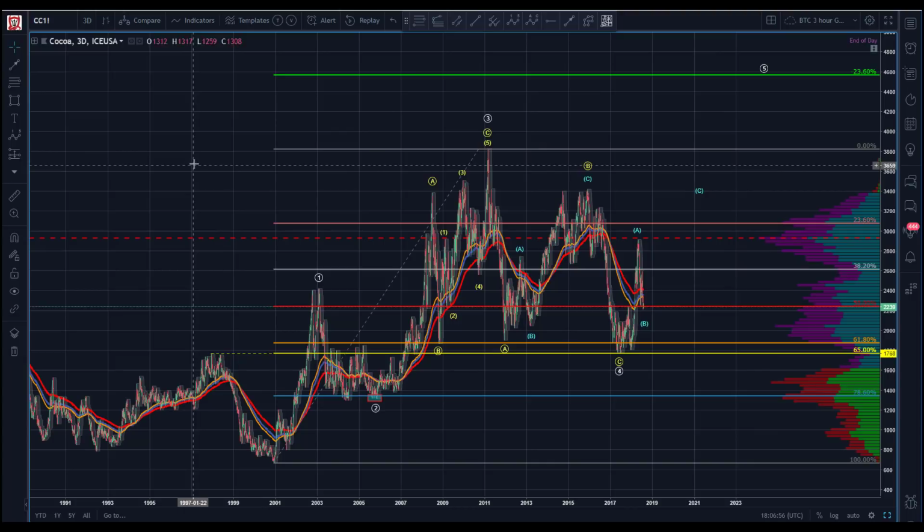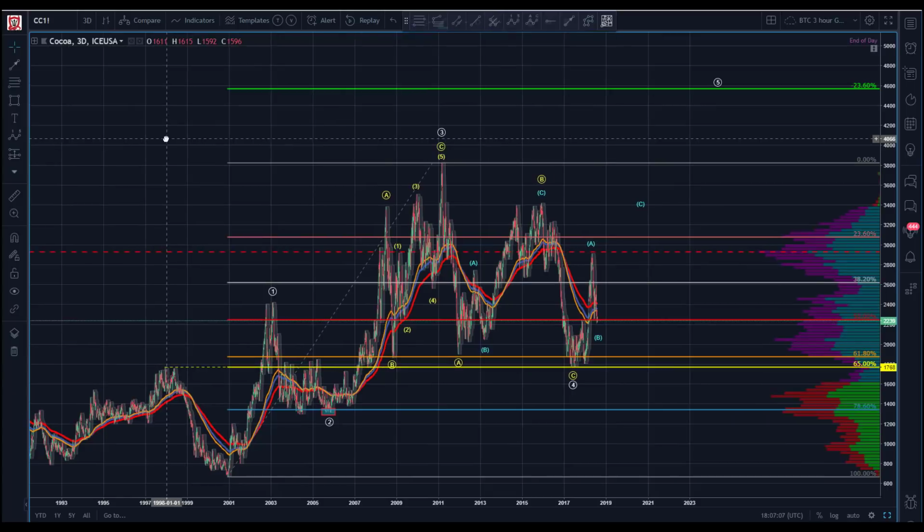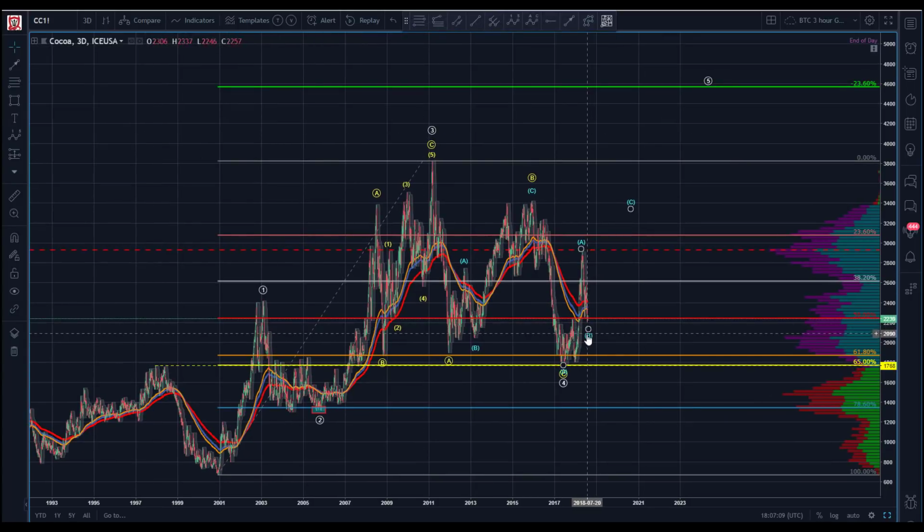So there's a couple other things we might do looking at this. With that ABC in, now we've got to look at that and say, well, how are we going to get there? If we're going up there, how are we going to get there? Well, we might do a diagonal. This looks like we might have an A wave started. We could just be doing the 1 wave here.